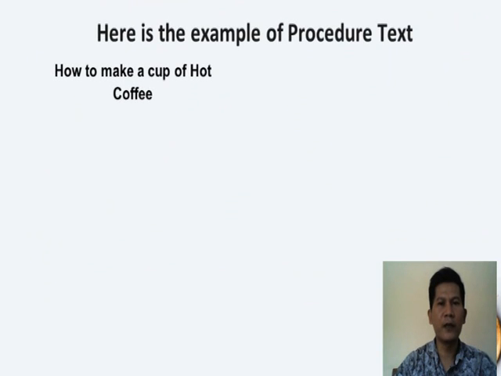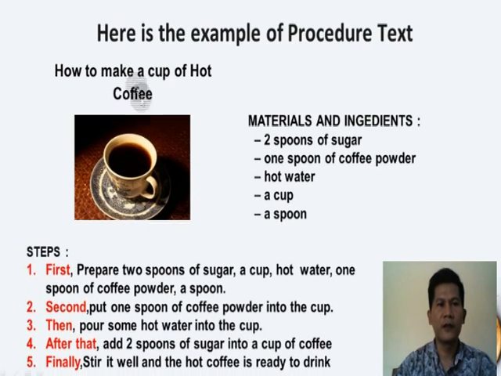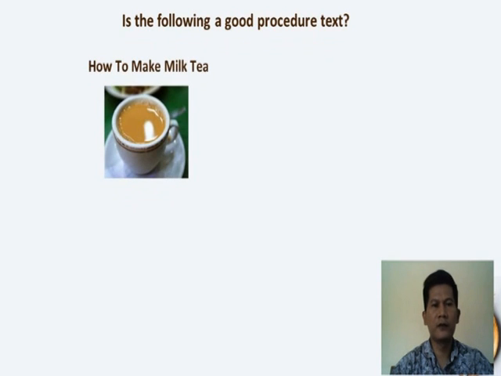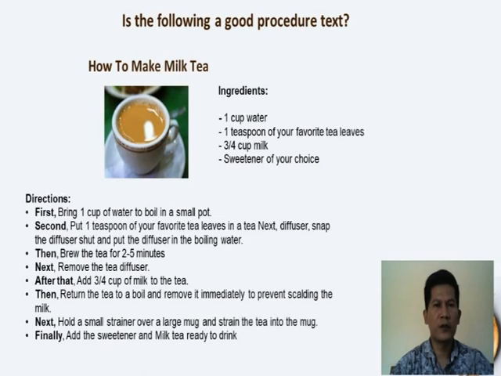Here is another example of procedure text. As you know that a procedure text consists of a goal, material, and step in sequence. Now, for your second assignment, please analyze the following example of procedure text. I have prepared 2 kinds of procedure text, and then you can compare from the following 2 examples of procedure text, which one is better according to the rule of a good procedure text that we have learned before.